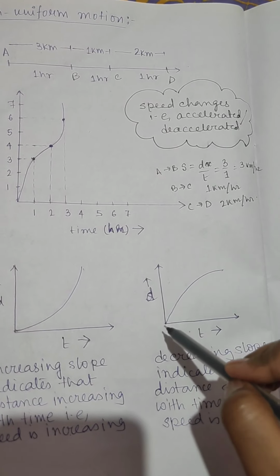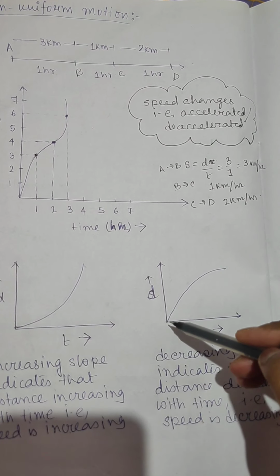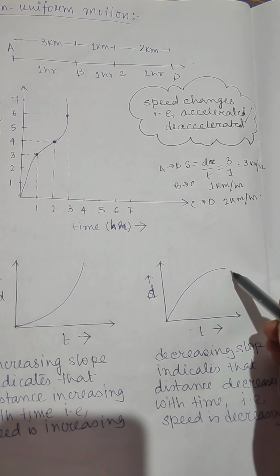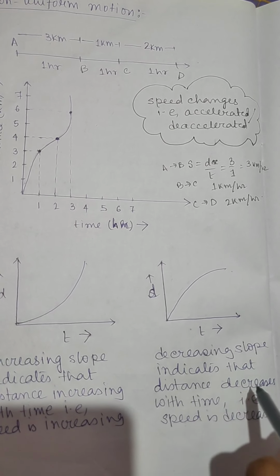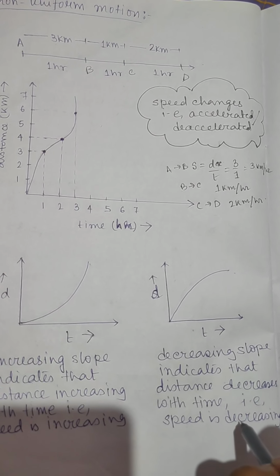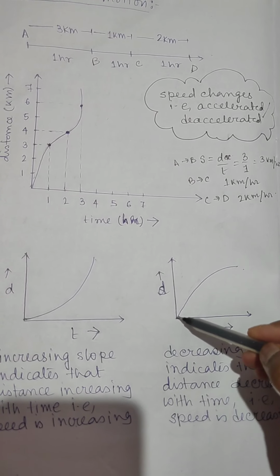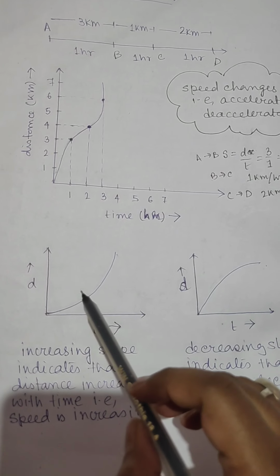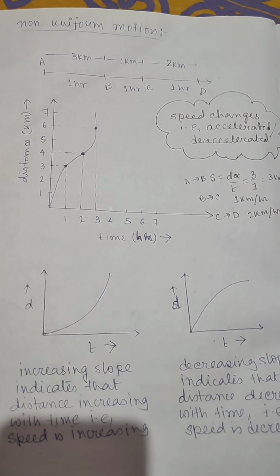So here is another representation. Distance is on the y-axis, time is on the x-axis. And here we are seeing a downward, decreasing curve. A decreasing slope indicates that speed is decreasing. So if speed decreases for a non-uniform motion, you have to draw a downward curve. If speed increases for a non-uniform motion, you have to draw an upward curve. Okay, thank you.